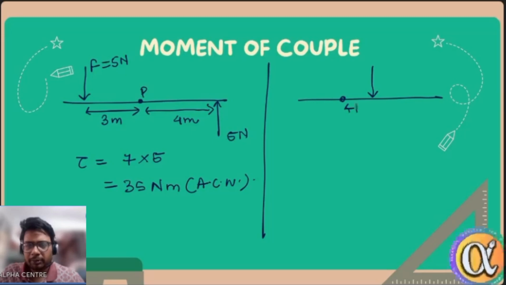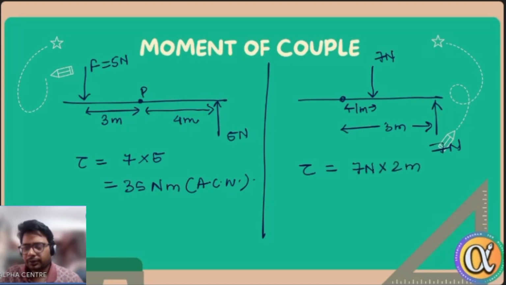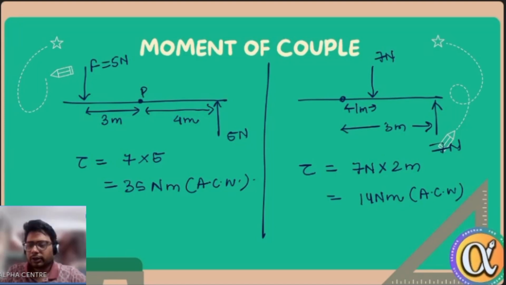At a distance of 1 meter from the pivoted point, 7 Newton. Another force at a distance of 3 meter from the pivoted point. Can you calculate the moment of the couple in this case? 7 into 2, 7 into 2 meter, 14 Newton meter. Clockwise or anti-clockwise? Anti-clockwise, and the anti-clockwise is more than the clockwise. So this is what the formula is trying to teach you.